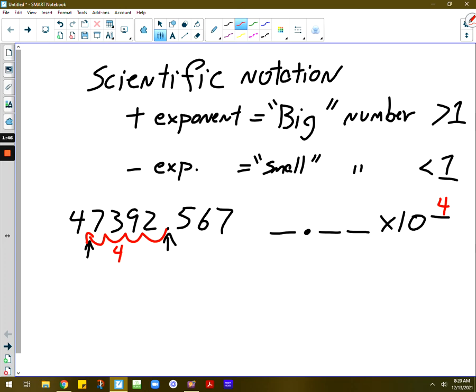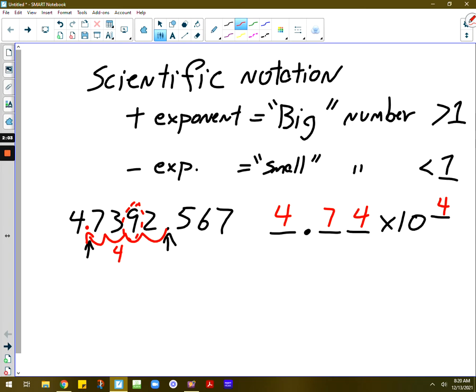The digits that go here, I've got 4.73, except because of this 9 here, I have to round this 3 up. So this becomes 4.74 times 10 to the 4th.